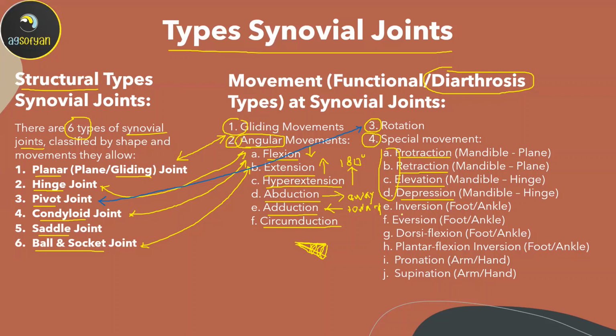In the foot and ankle, there are also four types of special movement. When you invert, or move your ankle inward, this is called inversion. If you move it outward, this is called eversion. So this is inward, and eversion is outward.